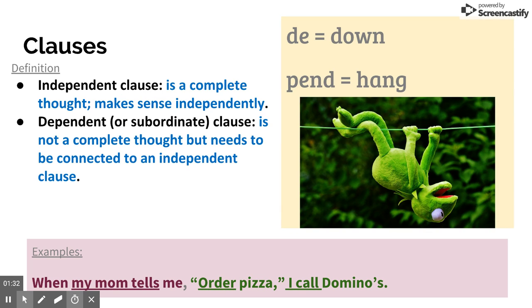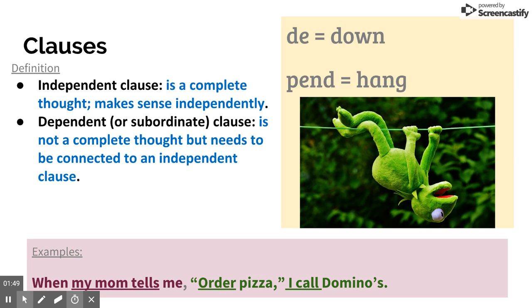So an independent clause is a clause that can stand alone as a sentence. It expresses a complete thought. A dependent clause, or what is sometimes called a subordinate clause, on the other hand, doesn't express a complete thought and it can't stand alone. Therefore, it has to be connected to an independent clause.